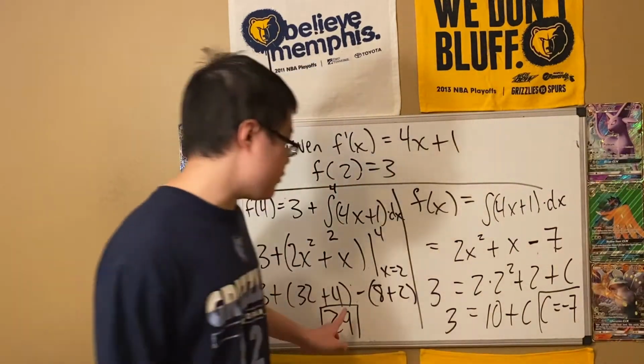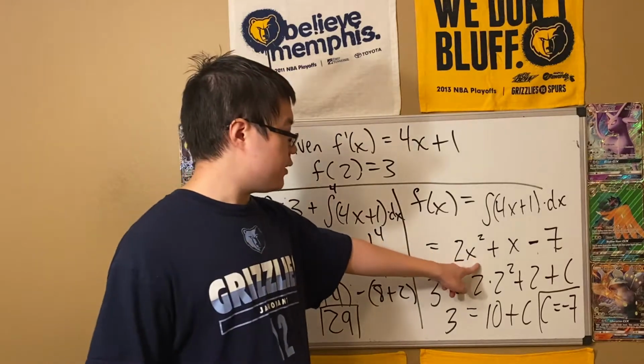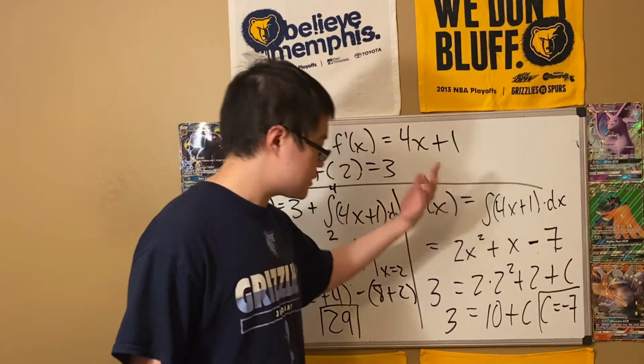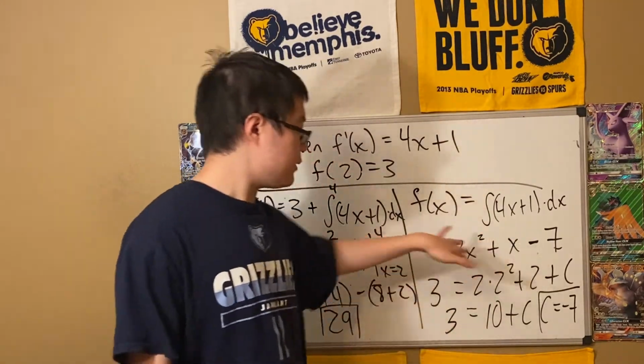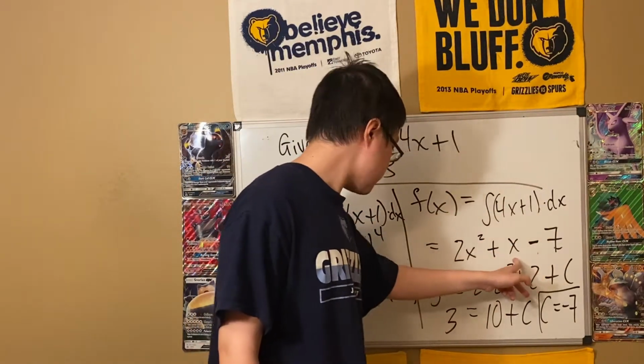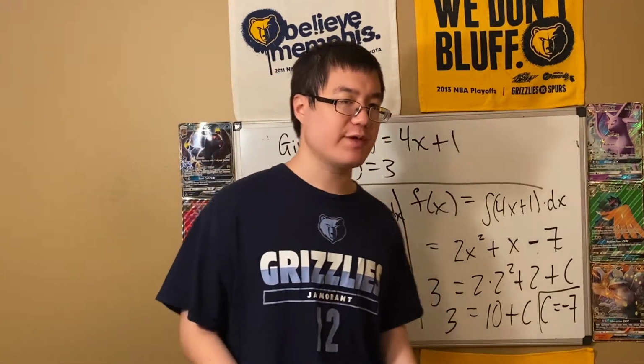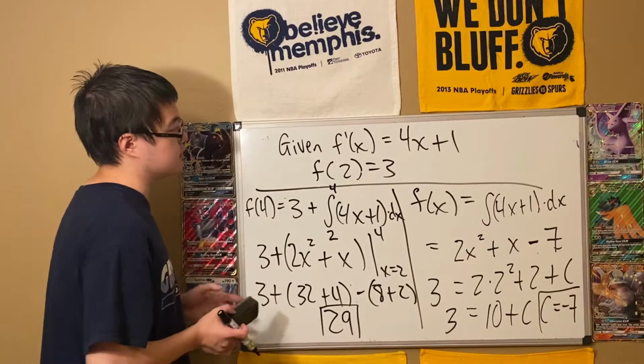Let's see if it works for this number in particular. Well, what is this? This is f of 4. So let's plug in 4 here. It'll be 4 squared, which is 16, times 2 is 32. 32 plus 4 is 36, minus 7 is 29. So that's how you do the fundamental theorem of calculus. This is the most important example.